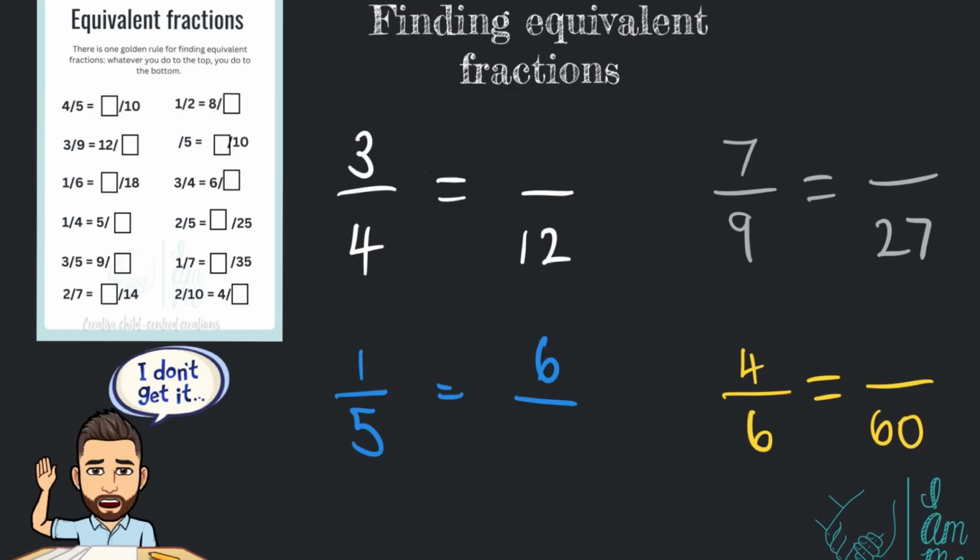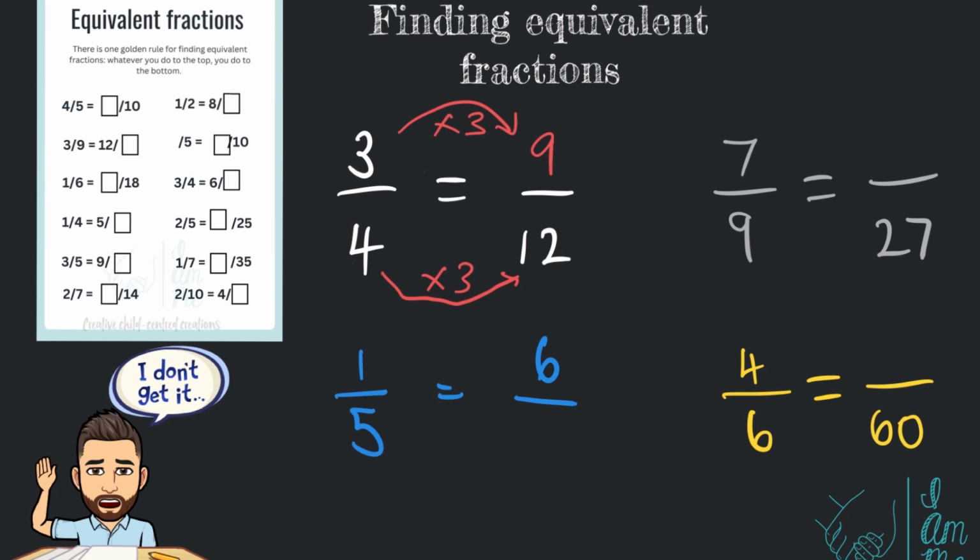Here are 4 more different fractions where I want to find the equivalent. The first one in white, we know the denominator goes from 4 to 12. 4 times by something equals 12. Or I could say, how many 4s go into 12? Well, 3. If I times the bottom by 3, I must times the top by 3 as well. 3 times by 3 is 9.